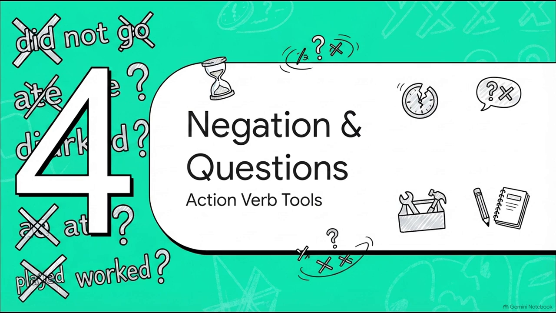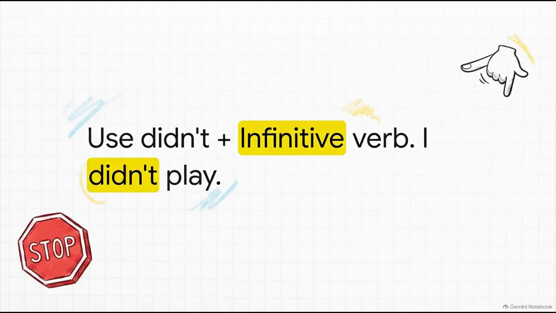All right, welcome to Section 4, Negation and Questions. So now we know how to talk about actions that happened, but what exactly are the tools we use for denying those actions or asking about them? Remember how I said the verb to be is super independent and absolutely hates did? Well, action verbs are the exact opposite. They absolutely love did. When we want to say no with an action verb, we use didn't.